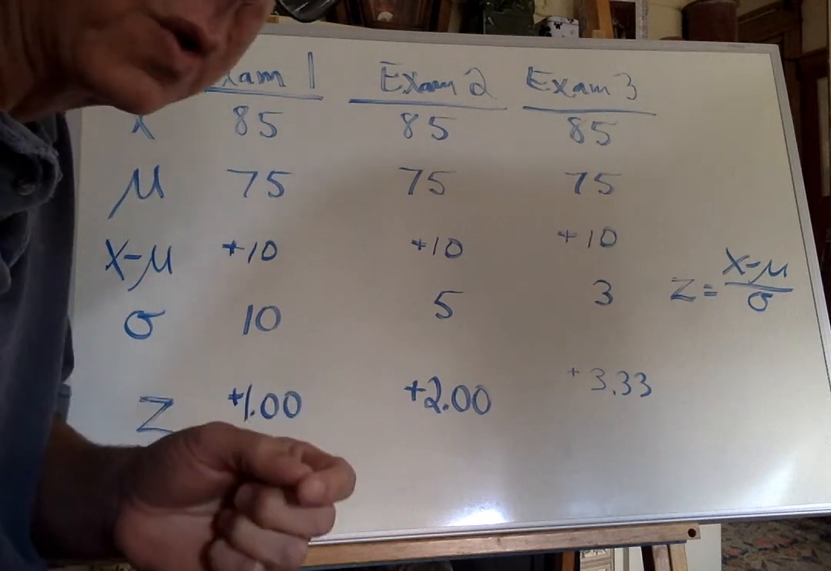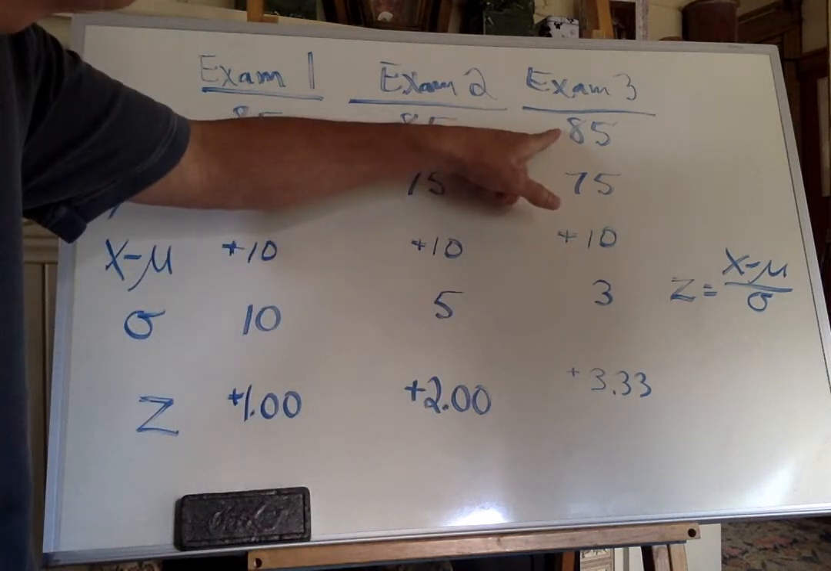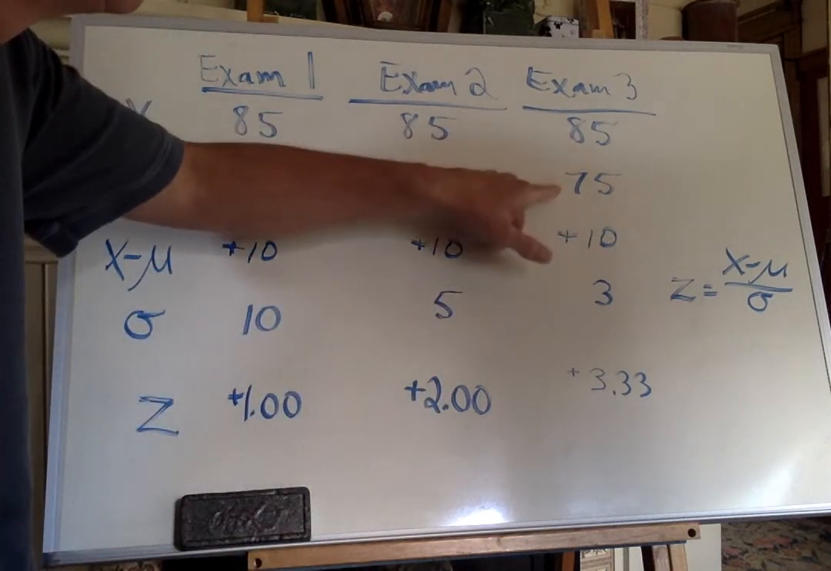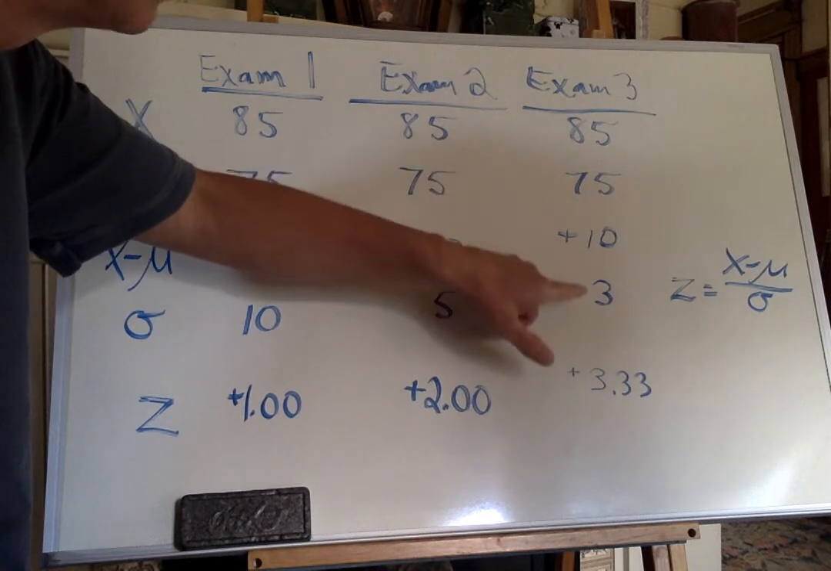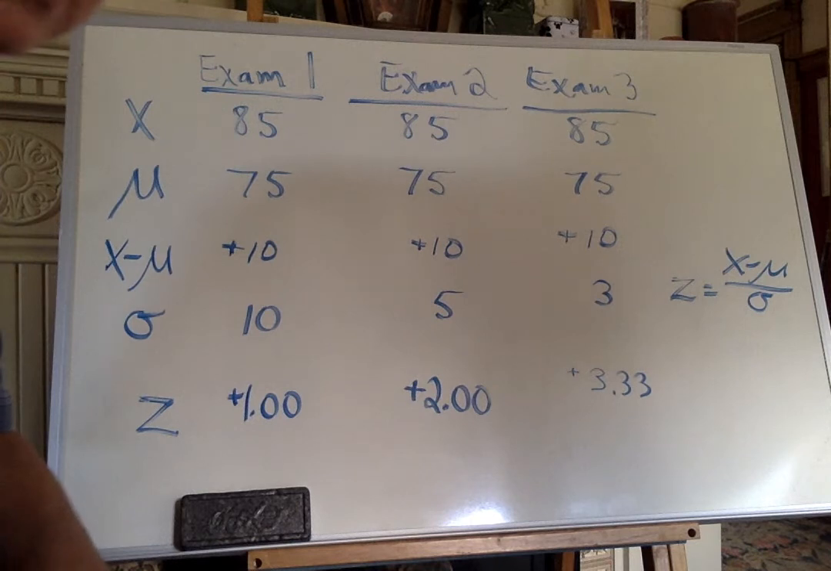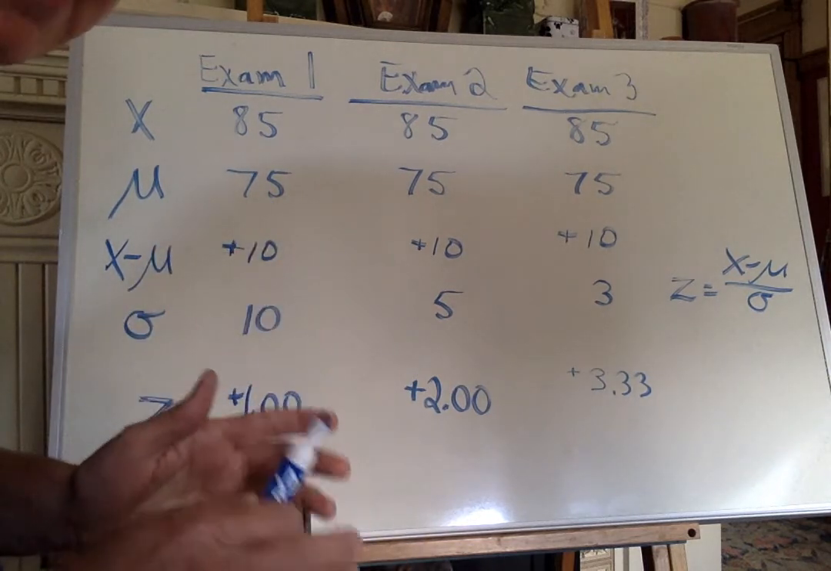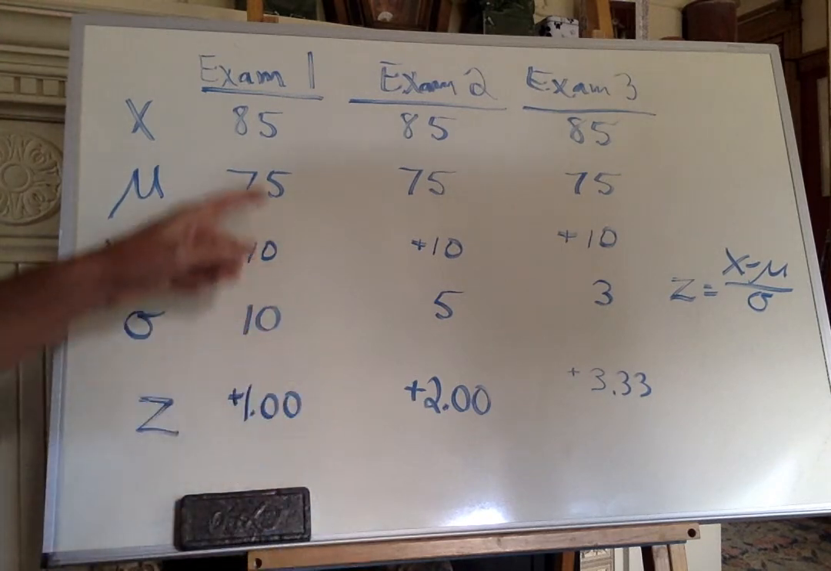Anybody know what that score would look like? If we had a 65 here with a mean of 75 and a standard deviation of 3, we'd have a negative 3.33 z-score. Okay? Look what happens all of a sudden here. Same score.